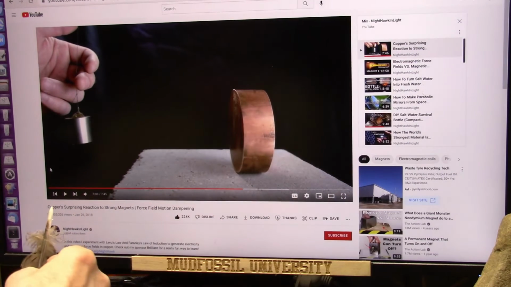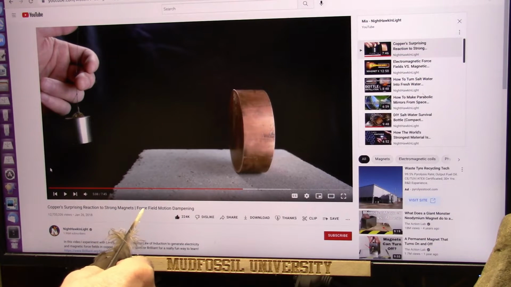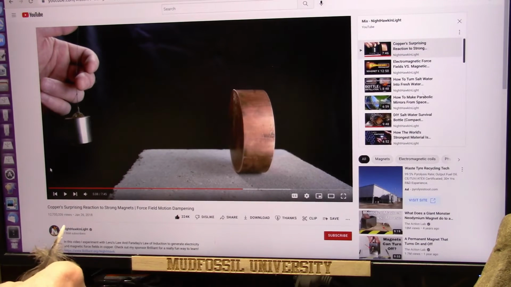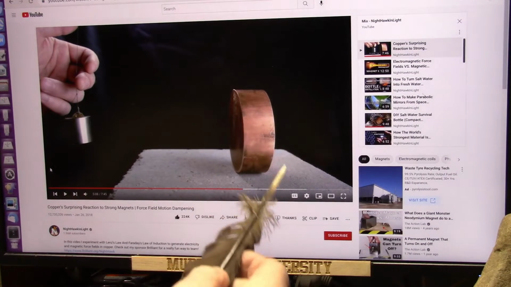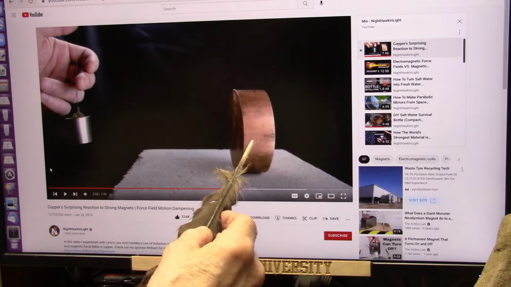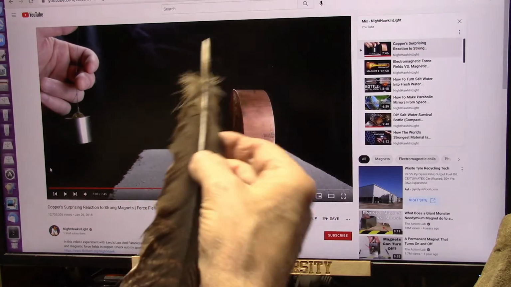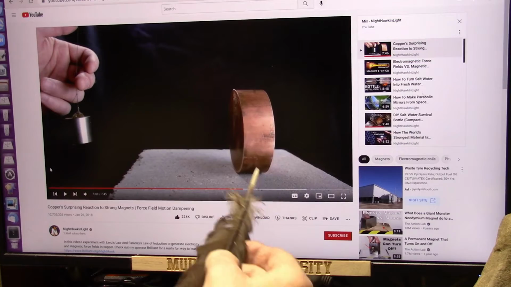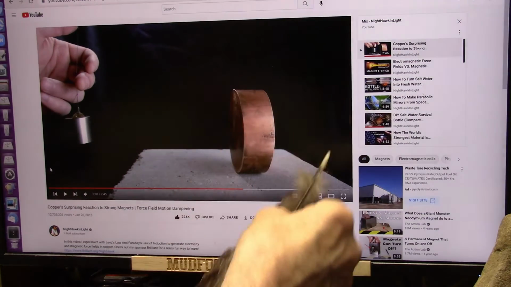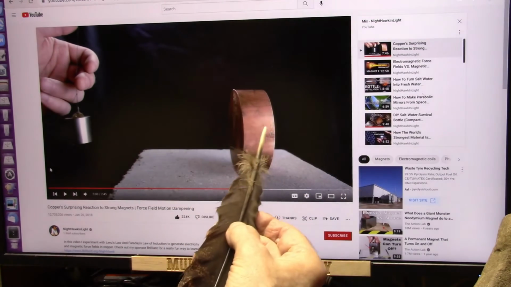This is fabulous. It's called Copper's Surprising Reaction to Strong Magnets. Force field motion dampening. Well, what does that mean? This is by Nighthawk and Light. Very, very well done. This is a dense, huge chunk of copper. Now, copper has a specific thing about it where it holds huge quantities of electrons in a cloud surrounding it. All right, copper is just saturated with electrons.